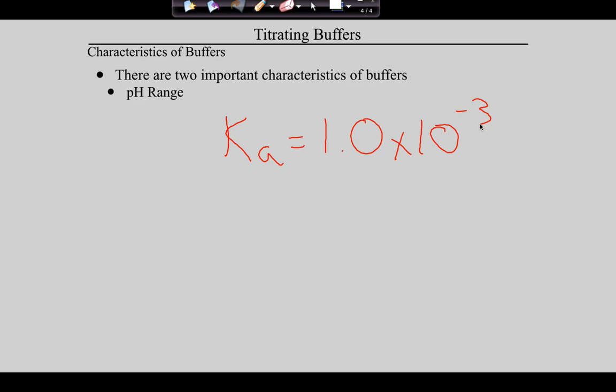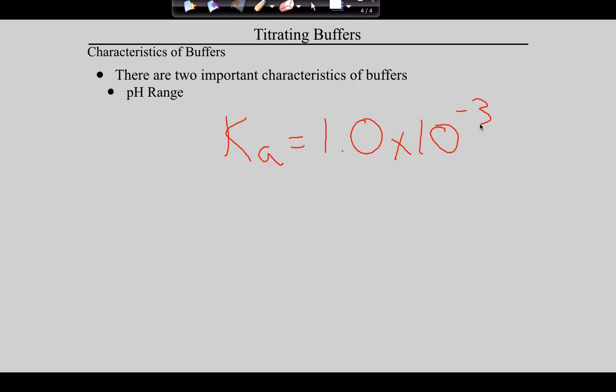Do you get it? Because what is the negative log of that? 3. Guys, this is the strategy that you use for building buffers. If you want a buffer at 3, you find a weak acid that has a Ka of 10 to the negative third. Then what do you do to build that buffer? You take equal molarities of whatever that weak acid is and the conjugate ion salt, mix them together, and there's your buffer at 3. Does that make sense?